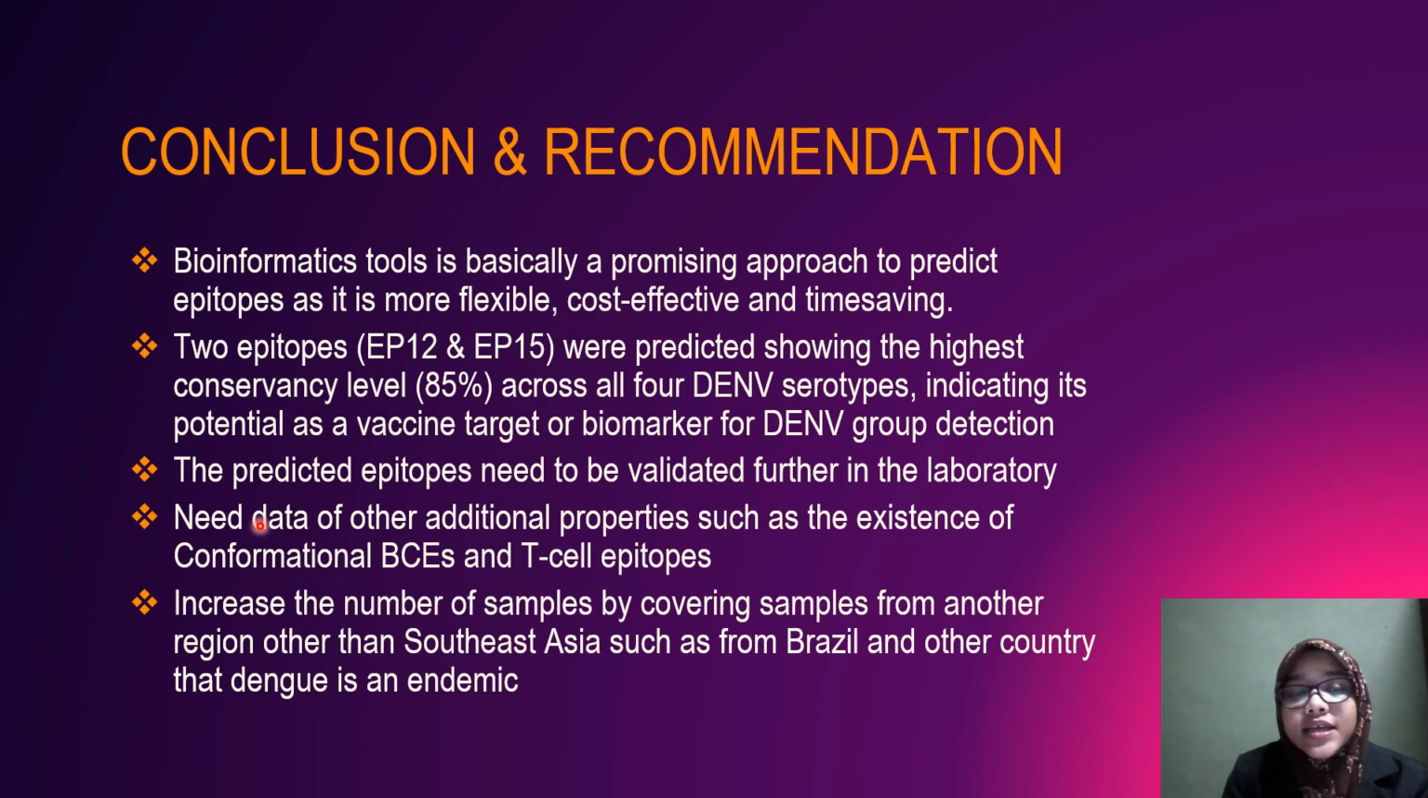Besides, predicting the linear B-cell epitopes alone is insufficient to create a peptide vaccine against dengue virus. We also need data on other properties such as the existence of conformational B-cell epitopes and T-cell epitopes. Finally, we could increase the number of samples by covering samples from regions other than Southeast Asia, such as Brazil and other countries where dengue is endemic.